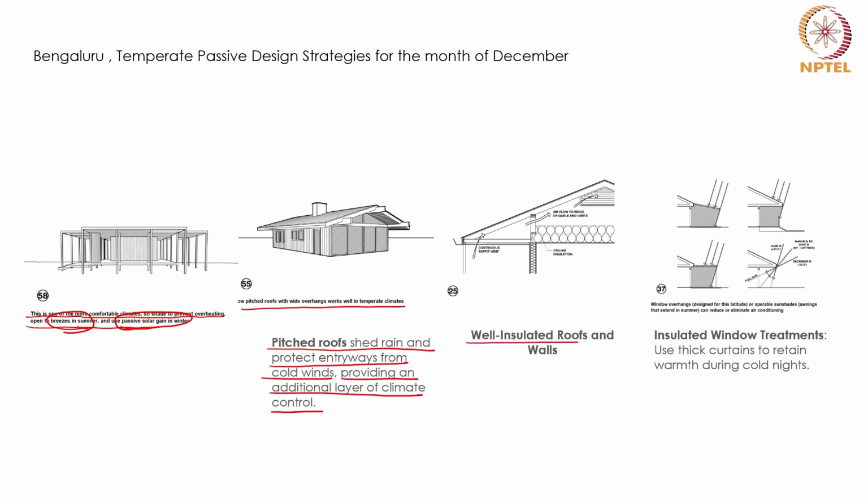Well insulated roofs and walls is a good strategy. So, insulate your roof and your walls also. Window overhangs designed for this latitude or operable sunshades like awnings that extend in summer can reduce or eliminate air conditioning because it insulates the window. Sometimes you can even use thick curtains to retain warmth during cold nights.